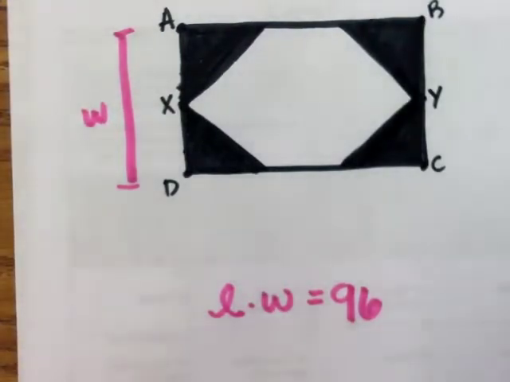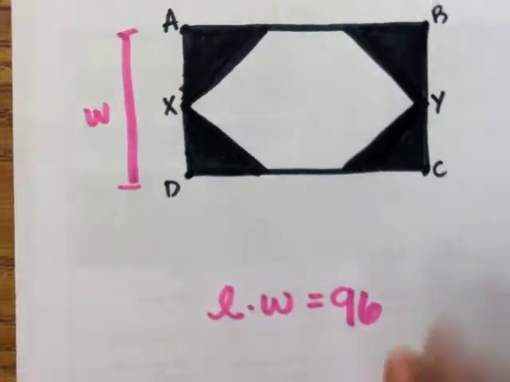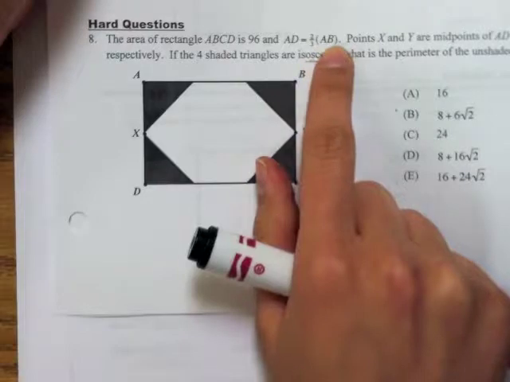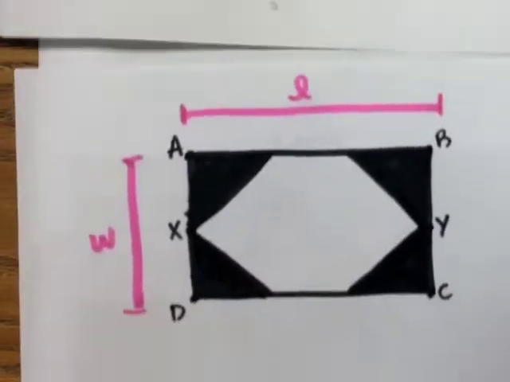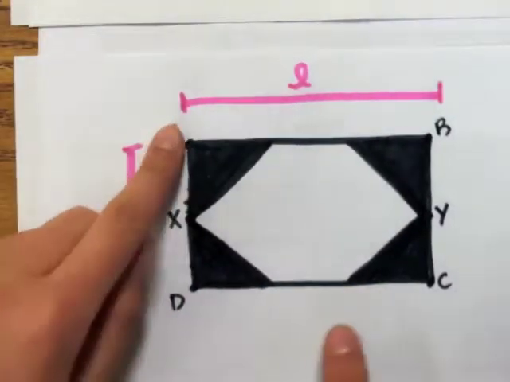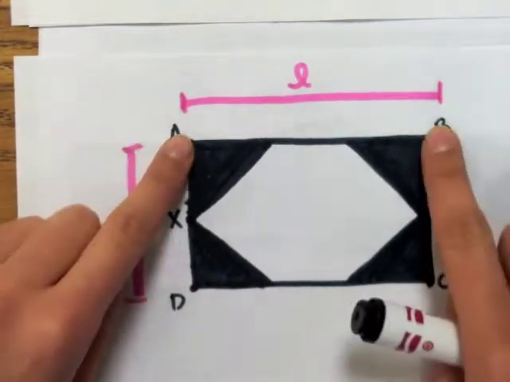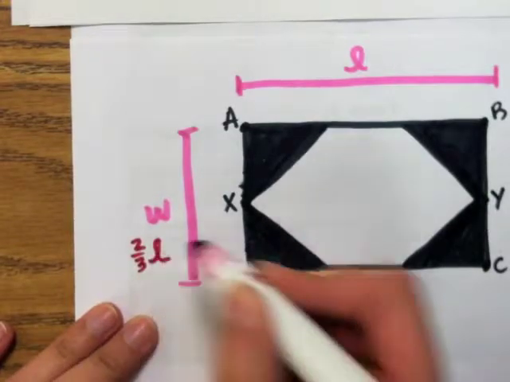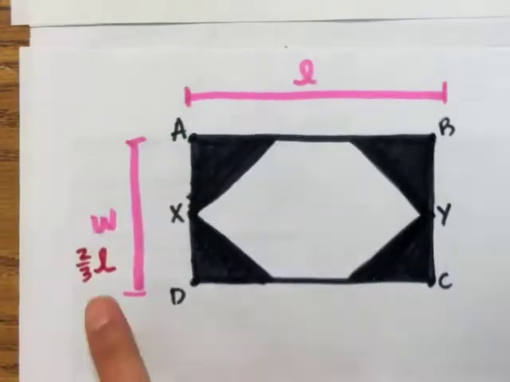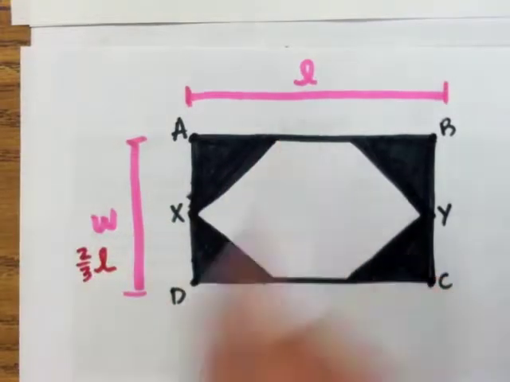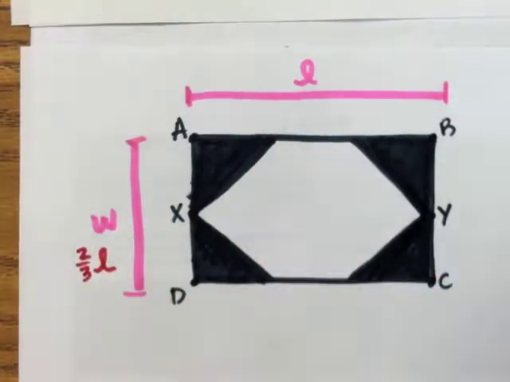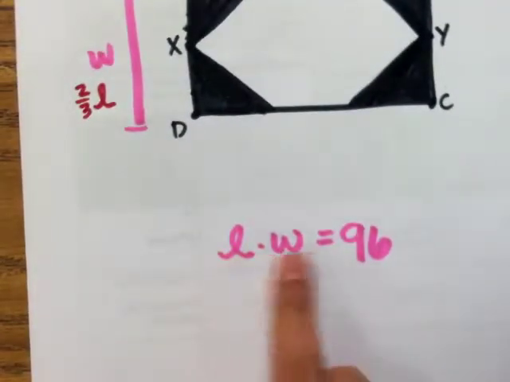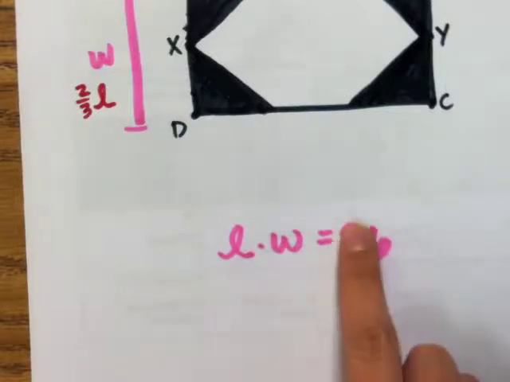Okay, so now let's keep on reading. Now it says AD is 2/3 of AB. So if we take a look here, AD is 2/3 of this. So that means that this side is going to be 2/3 of the length. Okay, so this side is 2/3 of the length. Now, that information is going to help us to figure out what L has to be and what W has to be in order to get 96.